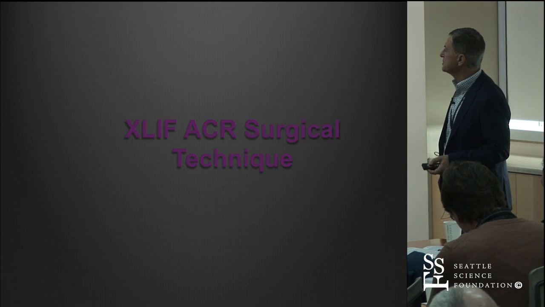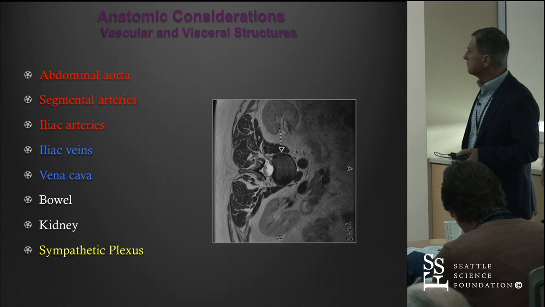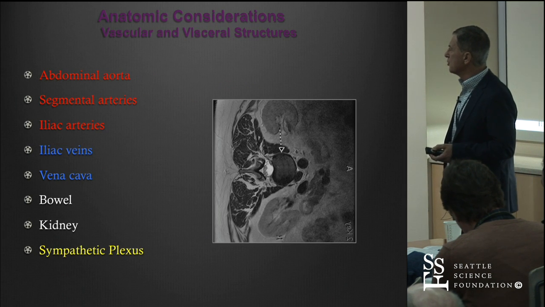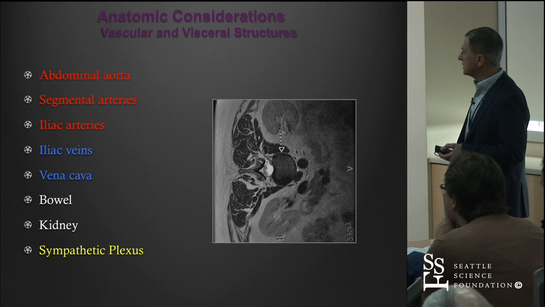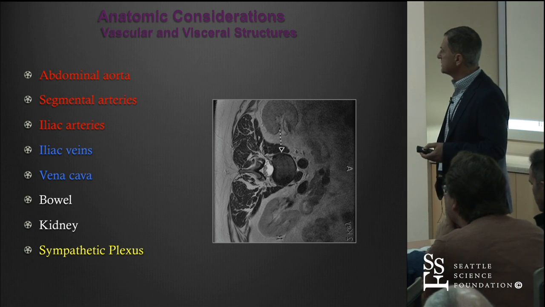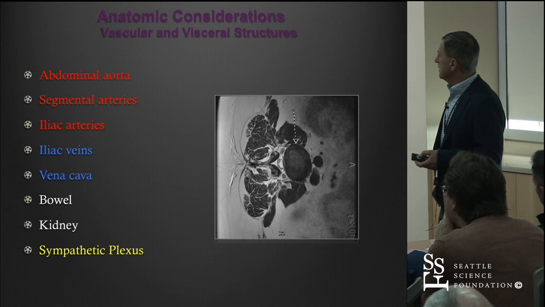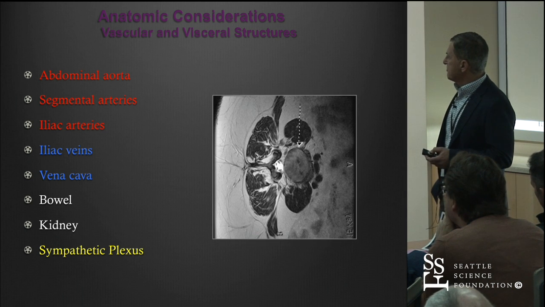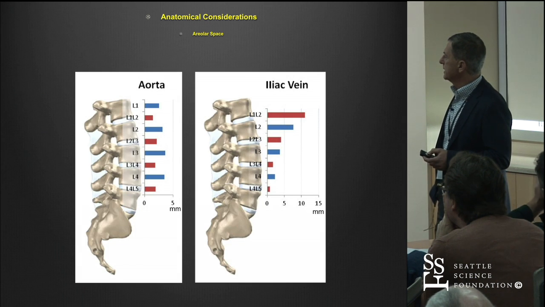I'm not going to belabor the technique because we're going to do it in the lab. But anatomic considerations include, of course, abdominal aorta, segmental arteries, iliac arteries, veins, bowel, kidney, sympathetic plexus. It's a direct lateral approach through the psoas, as you can see it here. And look at the vessels in the front on the right. I'm going to show you later a bit more.